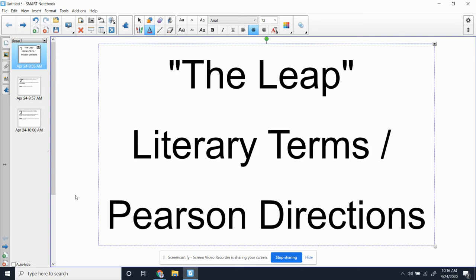And just for your awareness, we will be having the quiz on these literary terms tomorrow. So, tomorrow you can expect to see questions on these terms on your assessment that you're going to take along with the Pearson assessment. So let's get right into it.